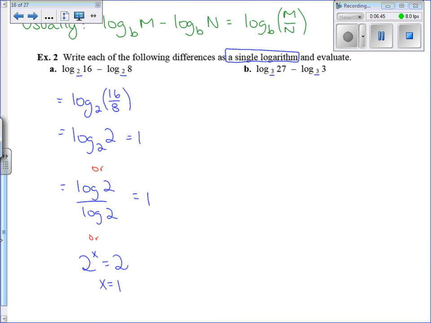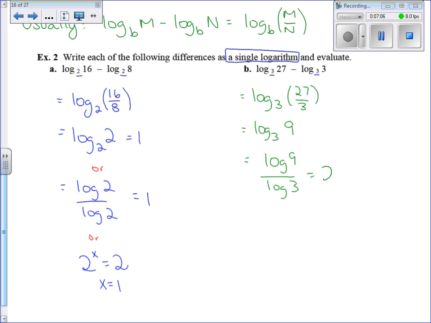So we'll try it for part B. Log base 3 of 27 divided by 3. So log base 3 of 9. So I can do change of base. Log 9 divided by log 3. That gives me 2.